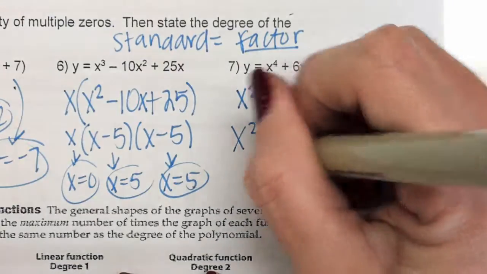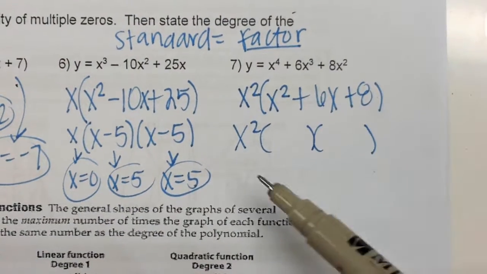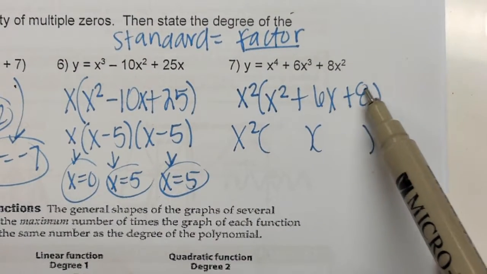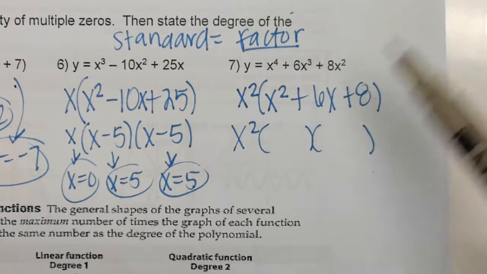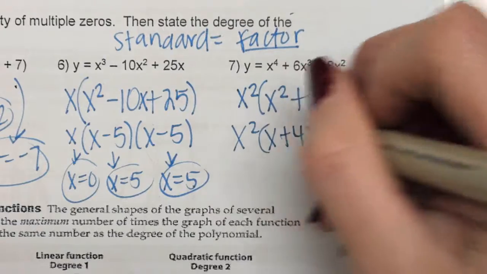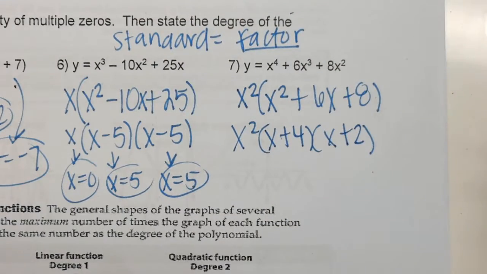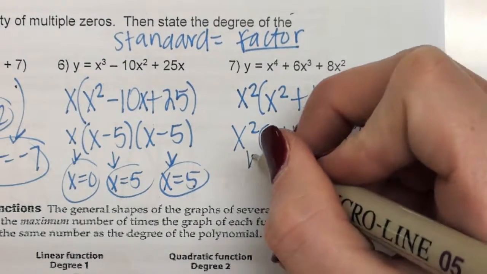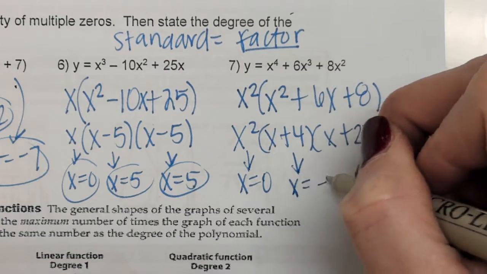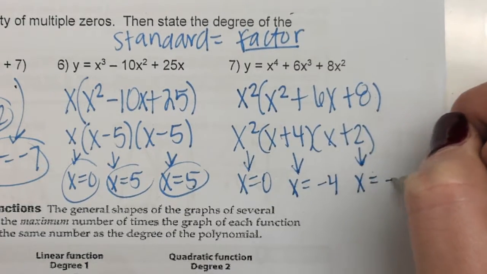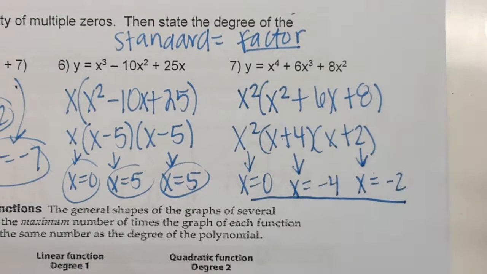And now we have to factor this, and it's going to be AC easy, just like last time. So what are factors of 8 that add to be 6? Good, 4 and 2. So now go ahead and solve for these. Find your zeros. This one's going to be x equals 0, x equals negative 4, x equals negative 2. And that's pretty much it for Chapter 3.